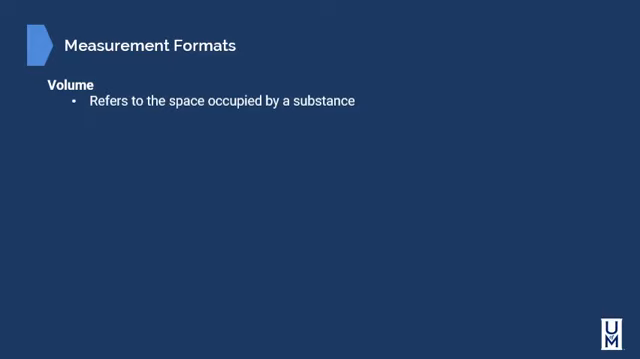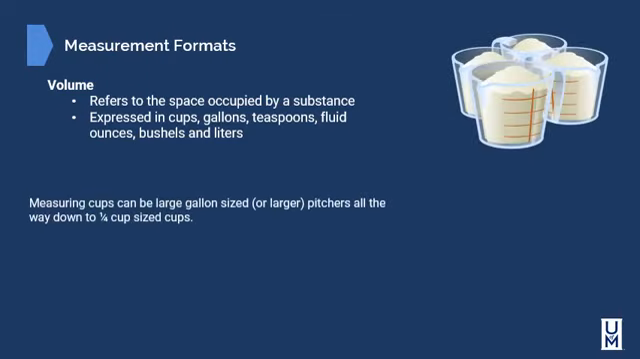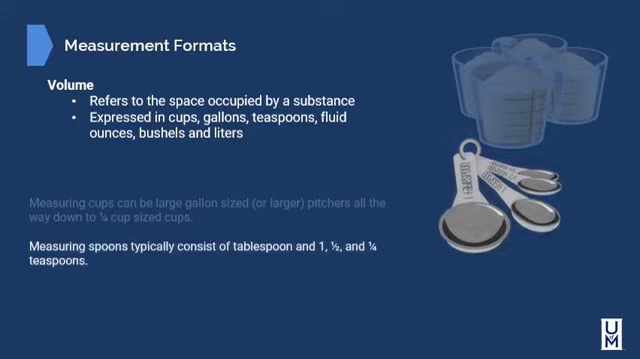Volume. This refers to the space occupied by a substance. This is expressed in cups, gallons, teaspoons, fluid ounces, bushels, and liters. Measuring cups can be large gallon-sized or larger pitchers, all the way down to a quarter cup sized cups. Measuring spoons typically consist of tablespoon and 1, 1/2, and 1/4 teaspoons.